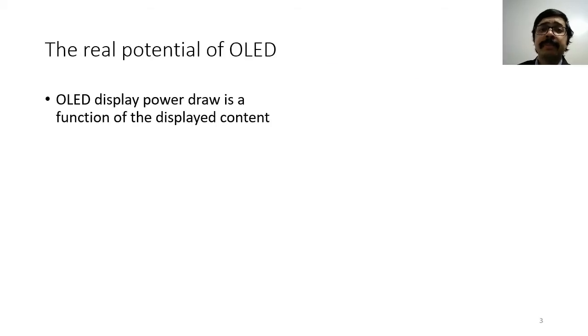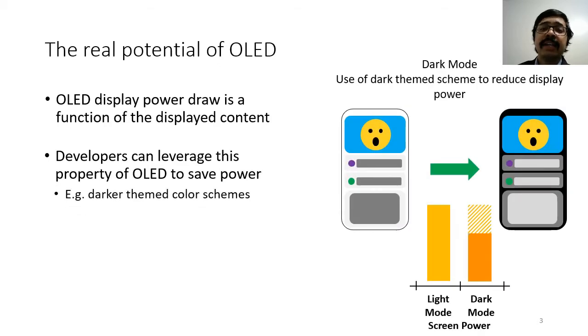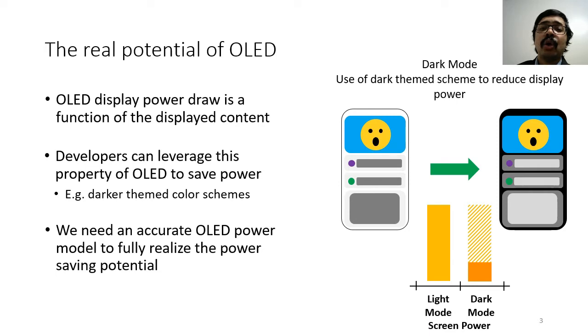The content displayed on the screen directly affects the OLED display power draw. This property can be leveraged to create UI designs which can reduce the display power and, in doing so, extend the battery life. One such UI design is to use dark theme color content on the phone, also known as dark mode. To realize the full potential, an accurate OLED display model is needed to help developers optimize power of their apps.